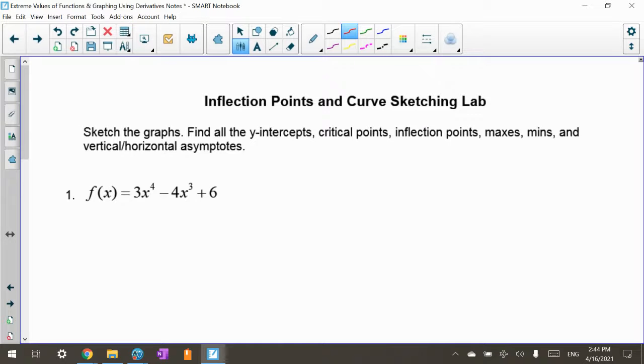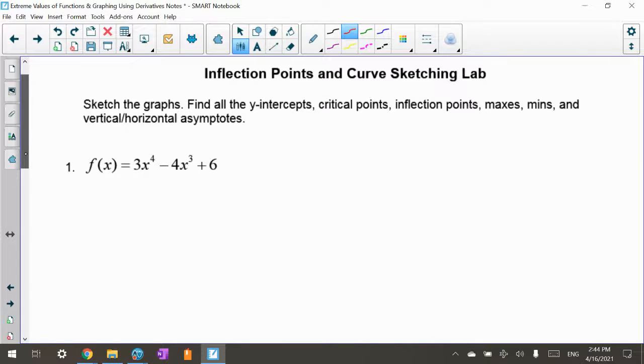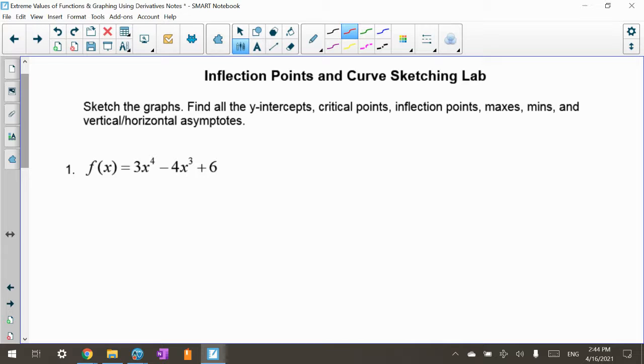All right, this is for my Calculus 1 class. It's our inflection points and curve sketching lab and our extreme values unit. I'm going to do a video for each one of these, and I'm going to show you how I want you to set this up.